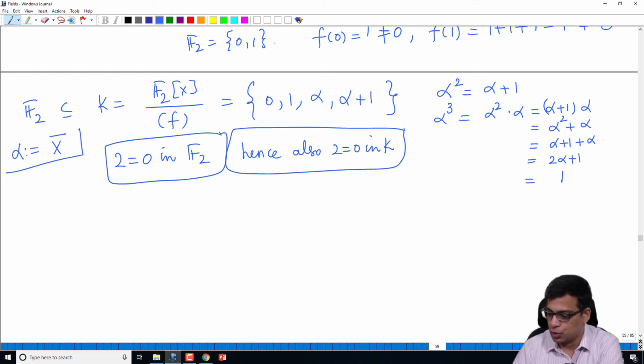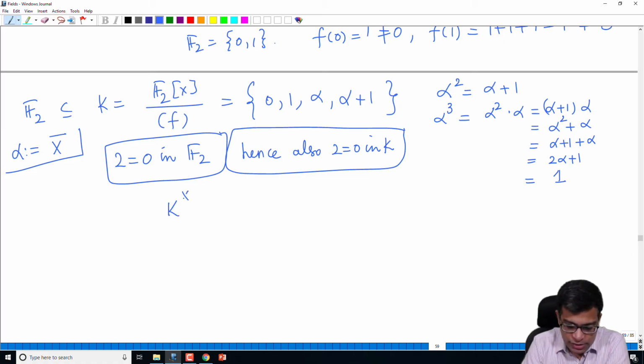Characteristic is the term we use for the generator of the kernel of the unique ring map from Z to F2. In F2's case, it is 2. So that means 2 is 0, so this becomes 1. So all powers of alpha are also here. Similarly, you can check that all powers of alpha plus 1 are also here.